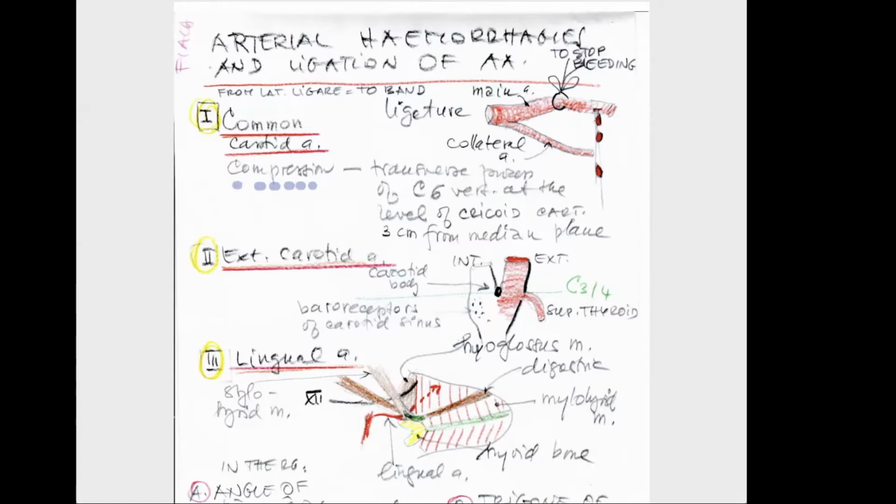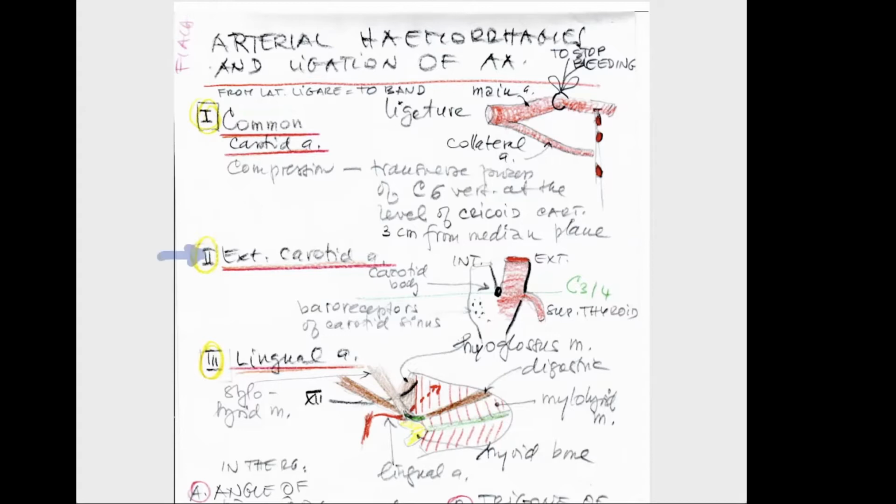Yes, compression, common carotid artery lies on the neck. We know that we can compress the transverse process of the cervical vertebra number 6 at the level of the cricoid cartilage, and approximately 3 centimeters from the median plane. So we can palpate from the median plane the level of the cricoid cartilage, and we are at the level of C6. We remember that the bifurcation of the common carotid artery lies at the level of C3.